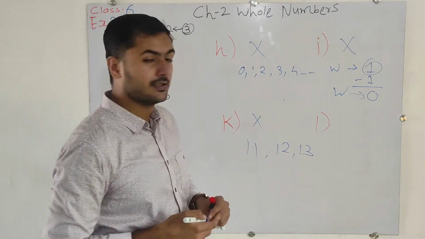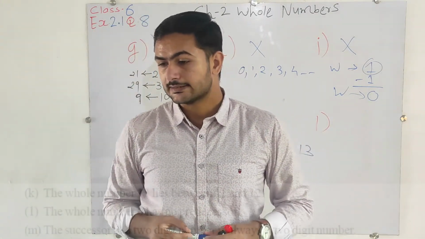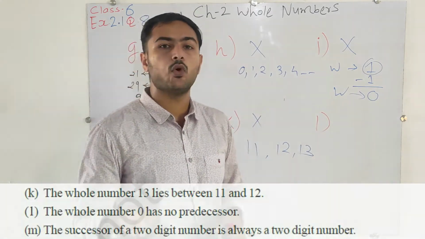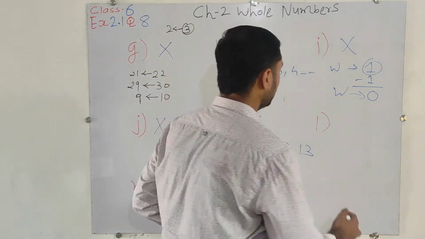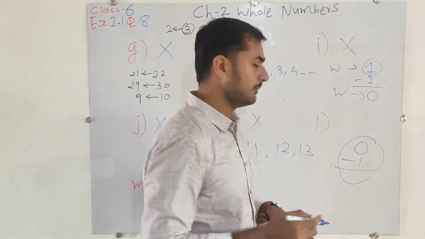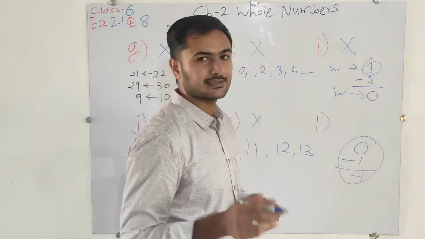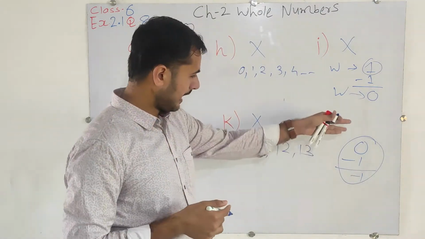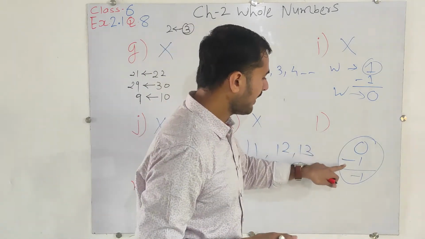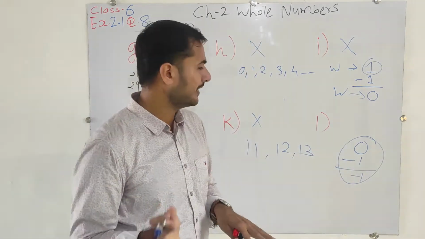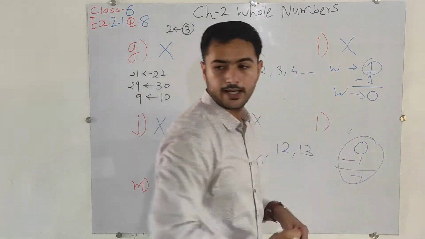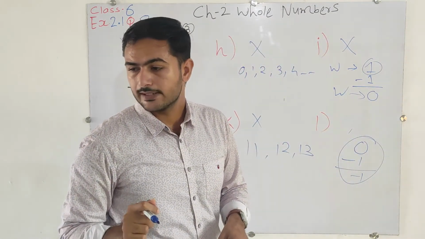Then after K, that is L: the whole number 0 has no predecessor. Let's check, 0 minus 1. That is not possible within whole numbers, because the answer will be minus 1. You will learn how to do this in grade 7, but right now just understand that 0 minus 1 is not possible actually. So the statement that 0 has no predecessor is correct.